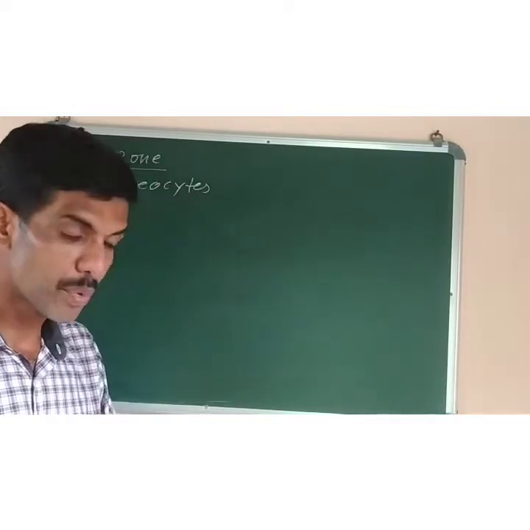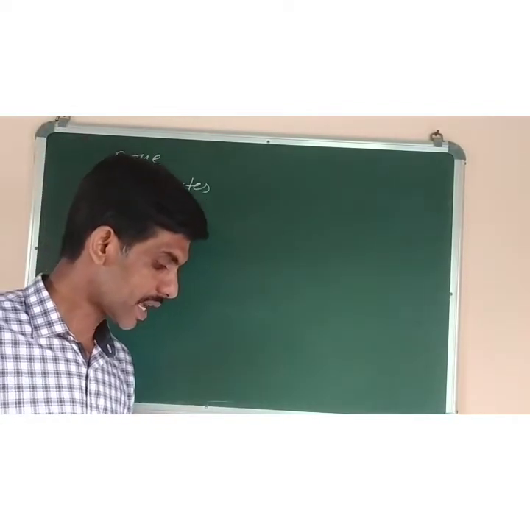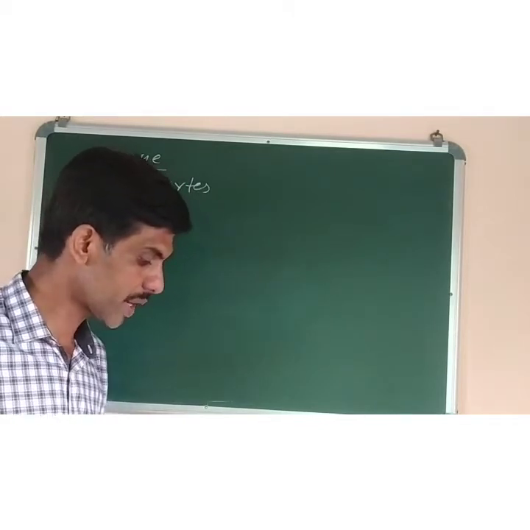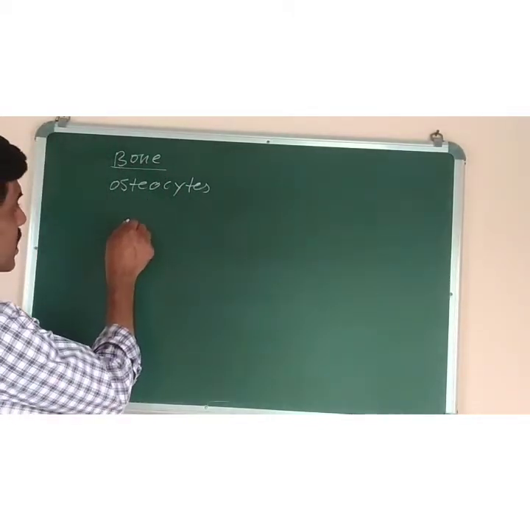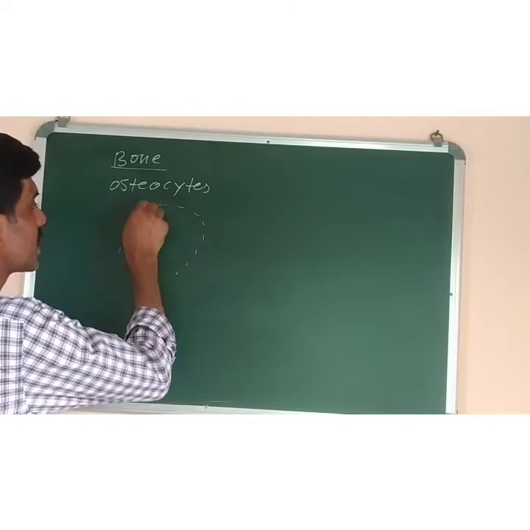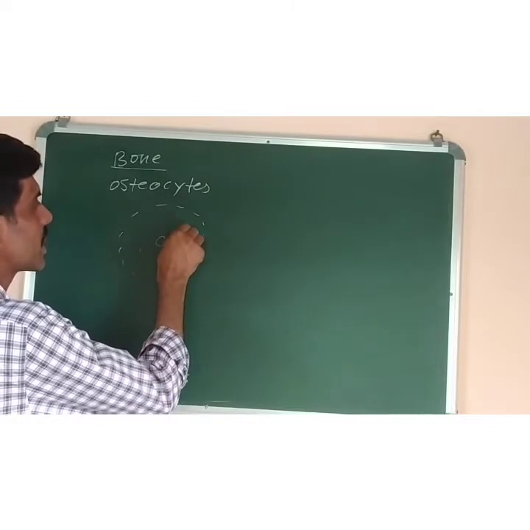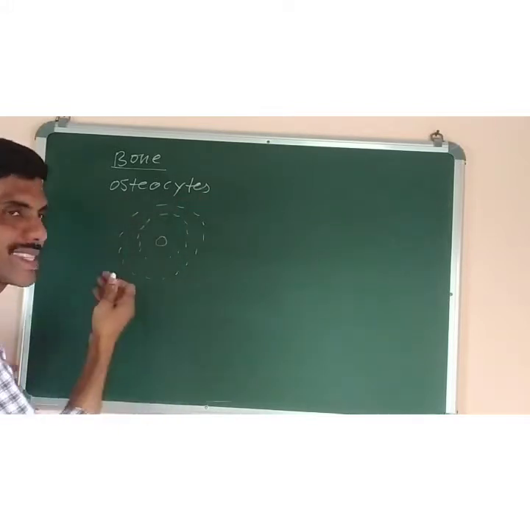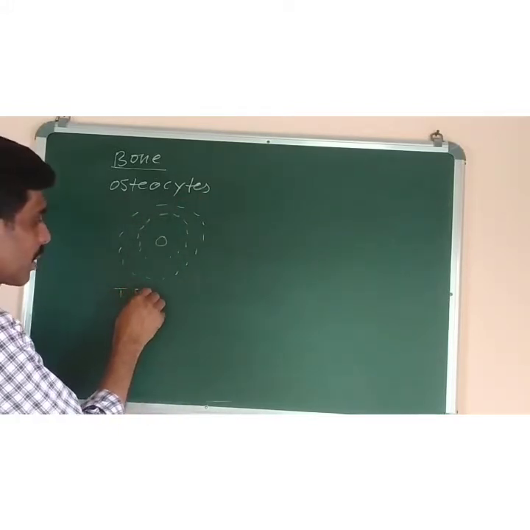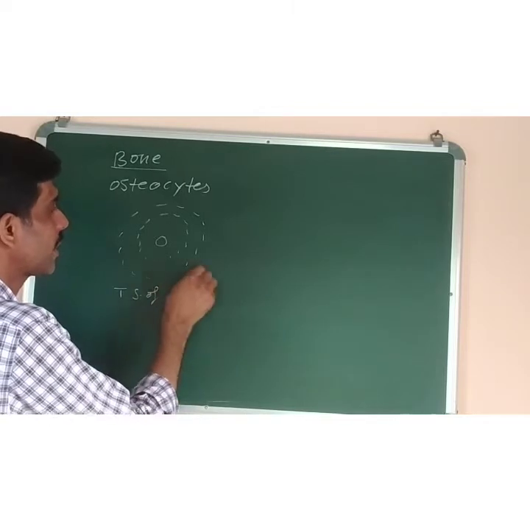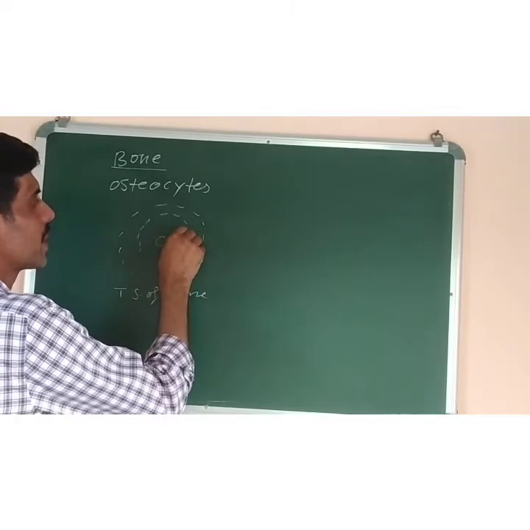The matrix has bone cells called osteocytes in lacunae. Together they form concentric circles which are called lamellae. If you see a TS of bone, you can study it like this. These concentric circles form what is called the Haversian system in a TS of bone. If you see the diagram, the lacunae and these are the bone cells which are present.